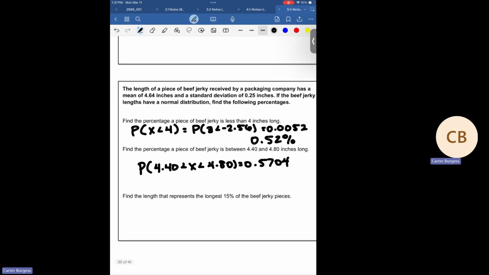And then finding the minimum length to make us in the top 15%. You guys can set that. If we're looking at the top 15%, then do we want to be looking at an area to the right or to the left of this value? Area to the right. My calculator can't do that. You guys can just set your calculator to be to the right, and that's totally fine. But if it's a length that is representing the top 15%, then what is the area to the left going to look like?